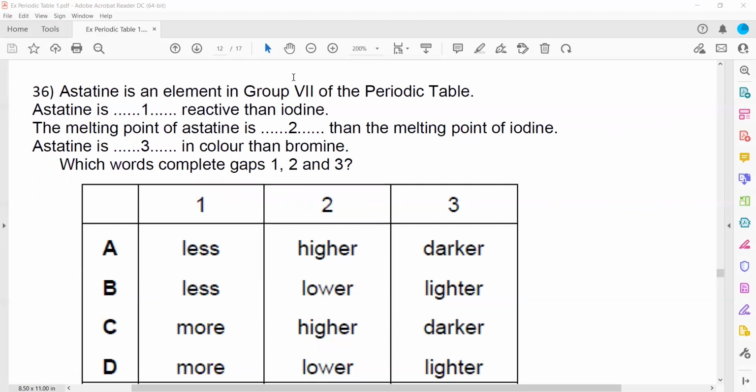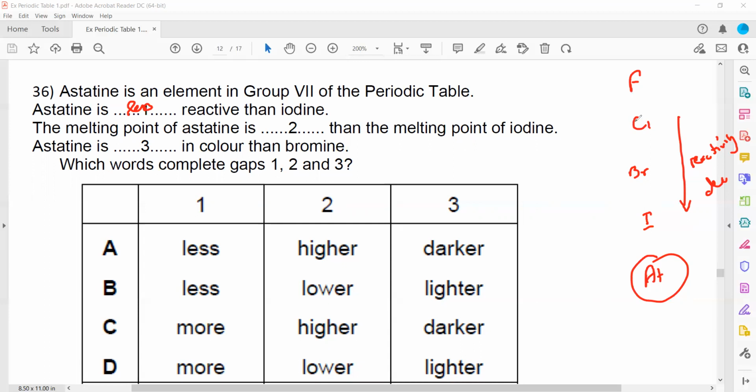In question 36, astatine is in group 7 of the periodic table. Astatine is less reactive, because as we go down, the reactivity decreases. Fluorine is there, chlorine, bromine, iodine, then astatine. So as we go down the group, what we observe is that the reactivity decreases. So elements become less reactive as we go down the group. So astatine will be less reactive.